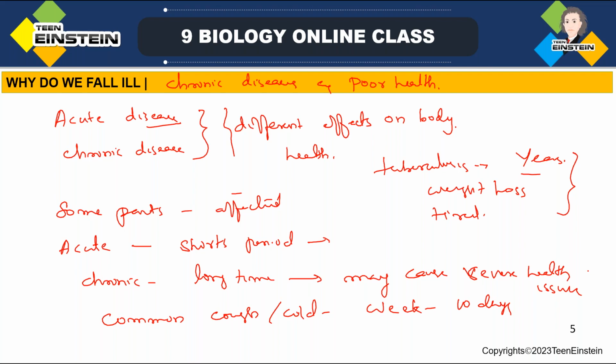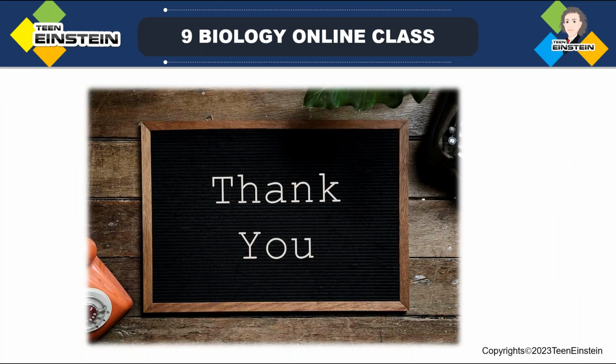Okay, so in today's class we have learned about acute disease and chronic disease, what a disease condition is, what the causes of that are, and how a disease condition looks like. Then, if you are getting infected with a chronic disease, what your condition will be, and what the difference is between getting infected with an acute disease and a chronic disease, that we have learned. In the next class we will be learning about the causes of this disease.